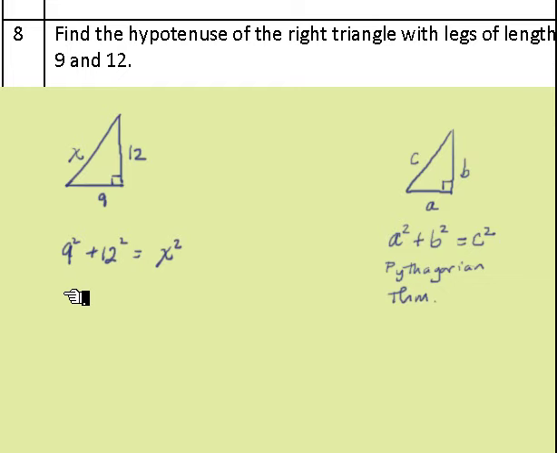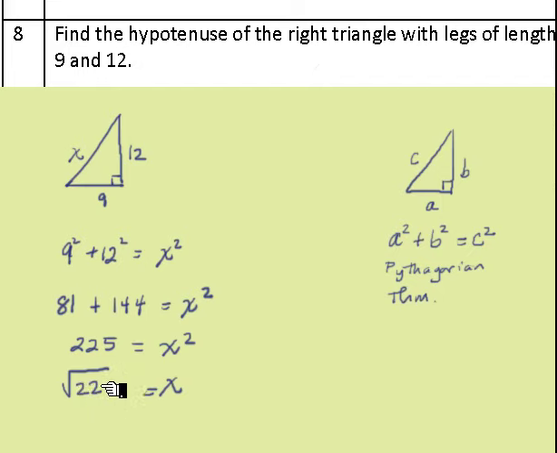All right, so let's just figure this out. 9 squared is 81. So we have 225 is equal to x squared. So x is the square root of 225. And we recognize that 225 is a perfect square. It's equal to 15 squared. So x is 15. So that would be C. That would be the hypotenuse.